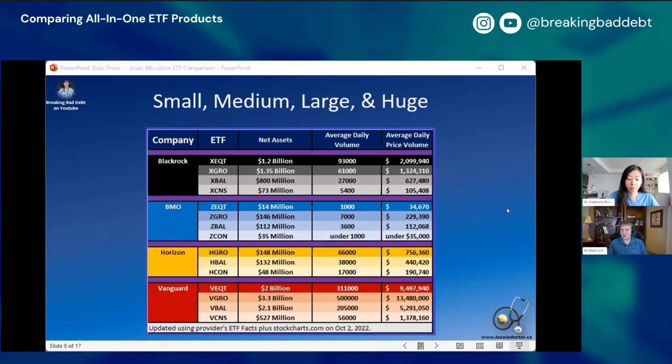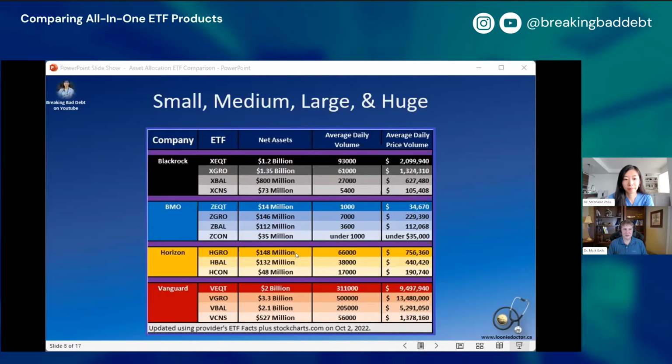Now, the other part of that, of course, is how important is this to their business? You can see Vanguard is a huge company, and they've got $2 billion worth of assets just in the VEQT version. BlackRock is also very large with billions of dollars in assets. Horizon's smaller, but in the hundreds of millions of dollars in terms of their assets. But this is one of their core businesses. Horizon's main product is ETFs, so it's not like it's something that's unimportant to them.